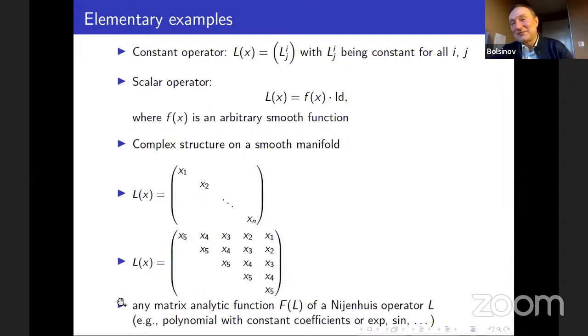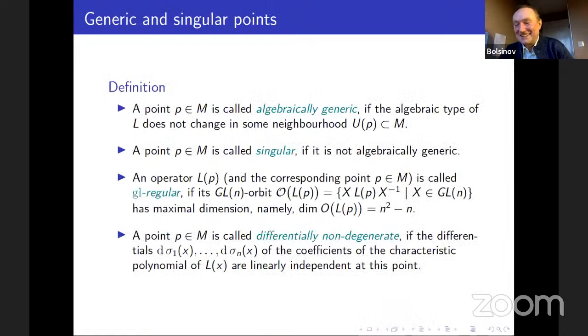And the last example is less trivial. It's easy to believe, but there are some efforts needed to prove this statement. If you have a Nijenhuis operator and consider any matrix function, like exponent, sine, polynomial with constant coefficients, but not only those, there are also very tricky analytic functions, all of them will still be Nijenhuis. And this last statement is one of the important instruments in the field. Splitting theorem. What is split? Oh no, sorry. Again, I'm too quick.